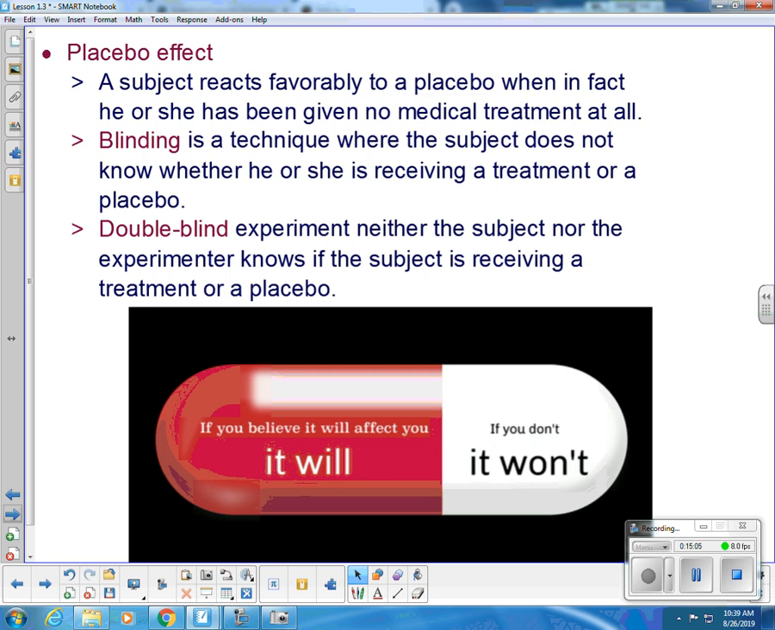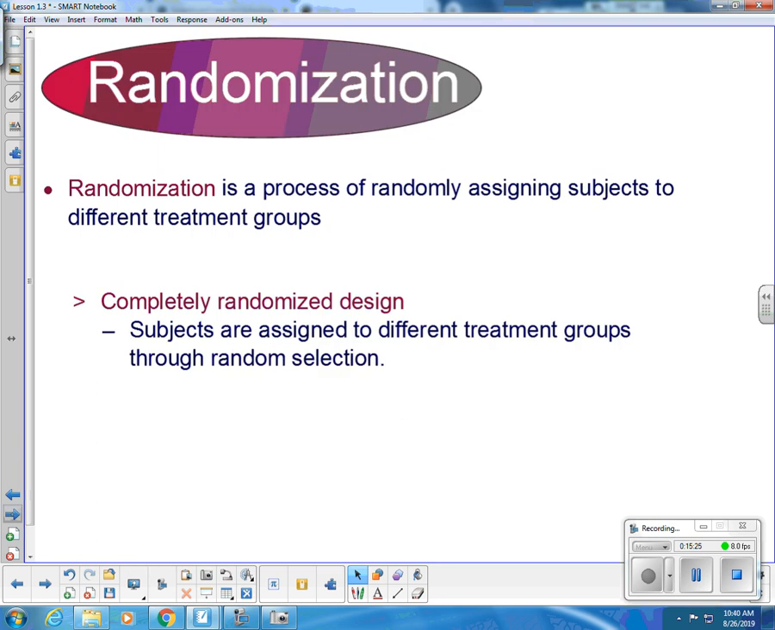Okay, so know those words. Placebo effect is when the subject reacts to the placebo. Blinding is when the subject does not know whether they're getting the placebo, and the double blind is nobody knows who's getting the placebo and who's getting the real treatment. Okay? All right. So that's all control.